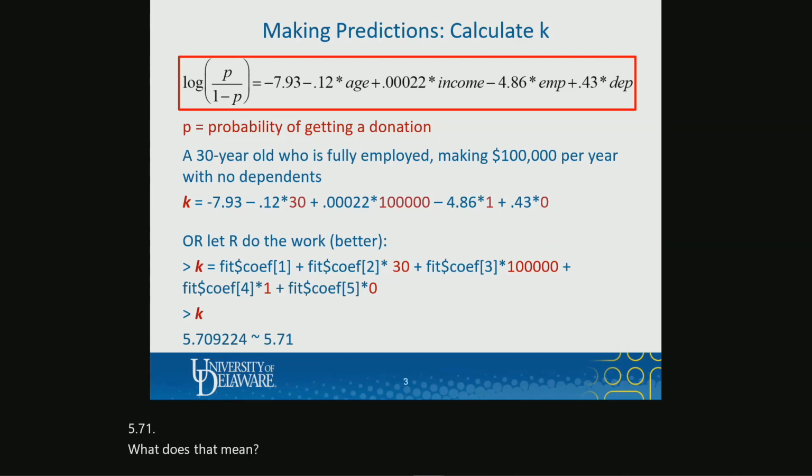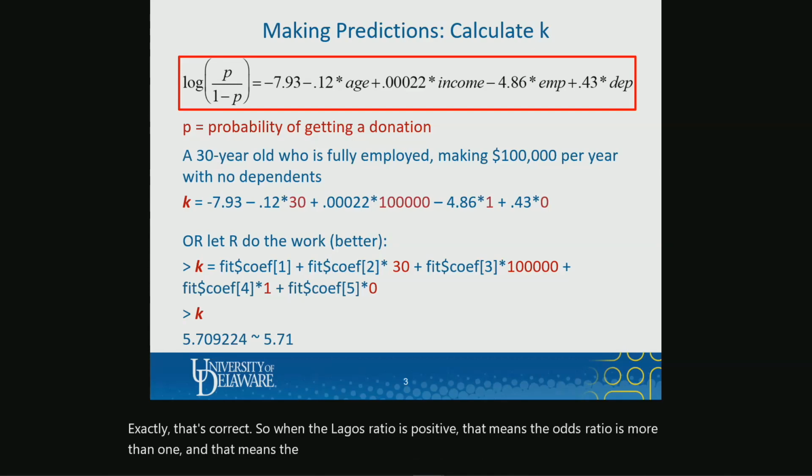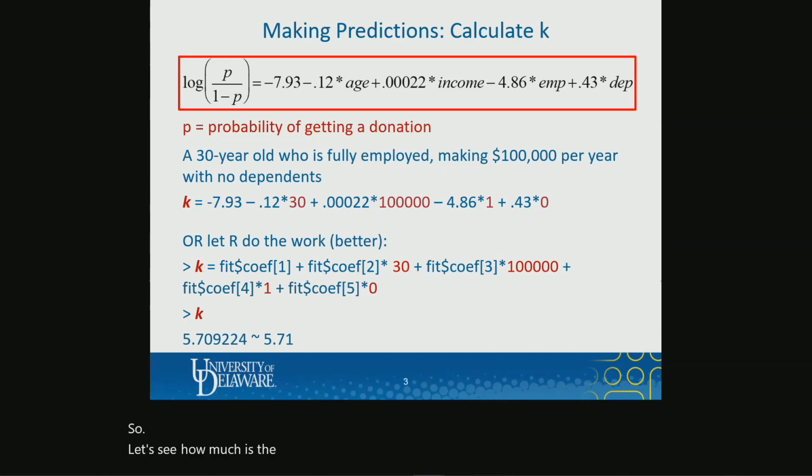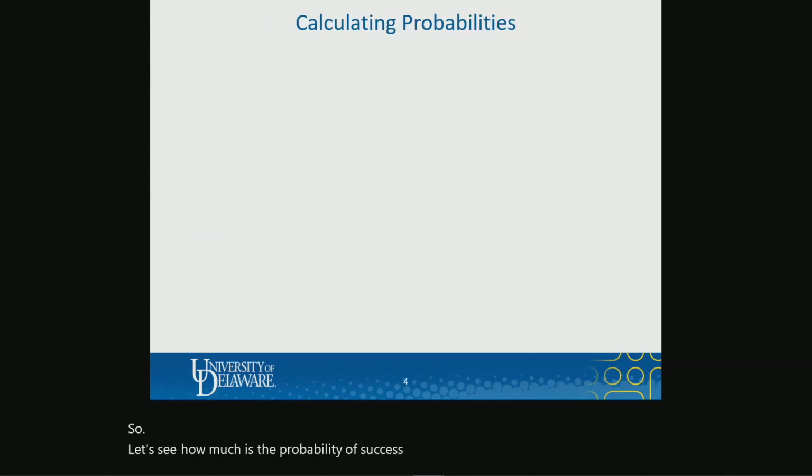It is positive. So when the log of odds ratio is positive, what does that mean? There's a higher probability of success than failure. Exactly, that's correct. So when the log of odds ratio is positive, that means the odds ratio is more than 1, and that means the probability of success is more than 50%. So let's see how much is the probability of success exactly.